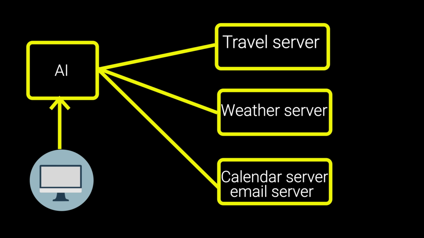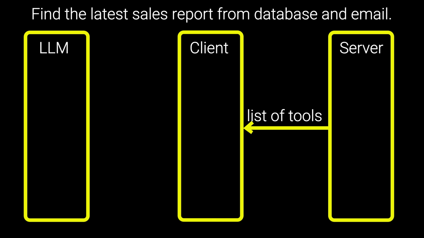First, request and tool delivery. The LLM understands it cannot access a database or send emails on its own. It uses the MCP client to search for available tools, where it finds 2 relevant tools registered on MCP servers, a database query tool and an email sender tool.